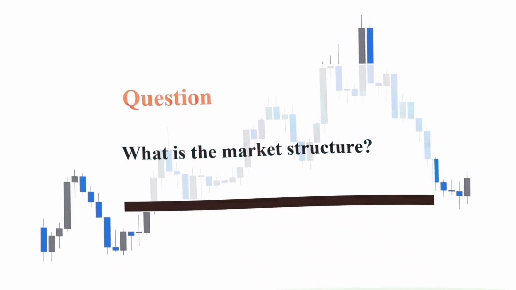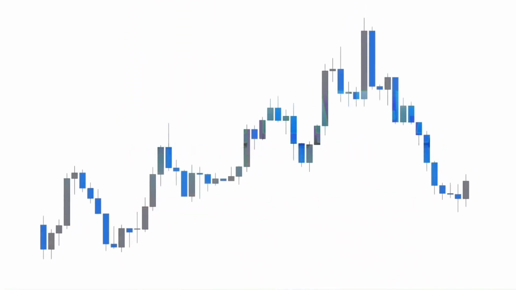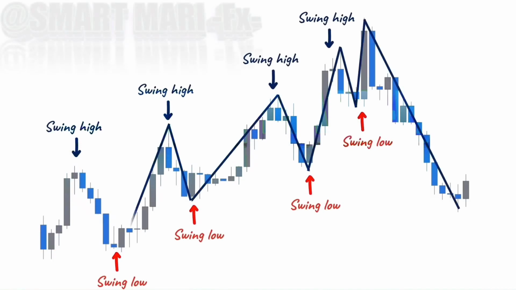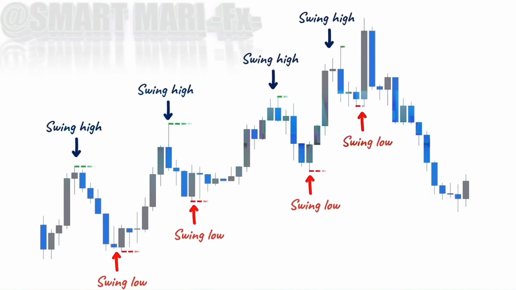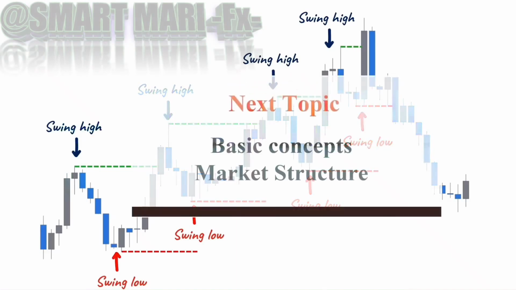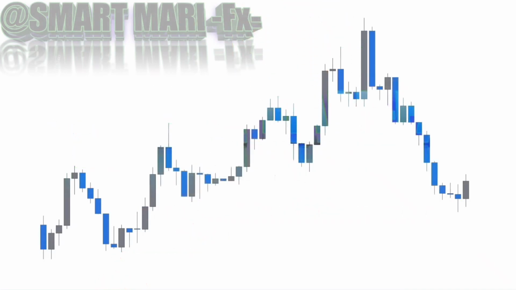Before we start, what is the market structure? When we talk about the market structure, we talk about the swing highs and lows, price movements, and the areas that the market has shown a reaction earlier. We consider all these items part of the market structure, and these are the skeletons of the movement. Let me show you some basic concepts about ICT market structure.